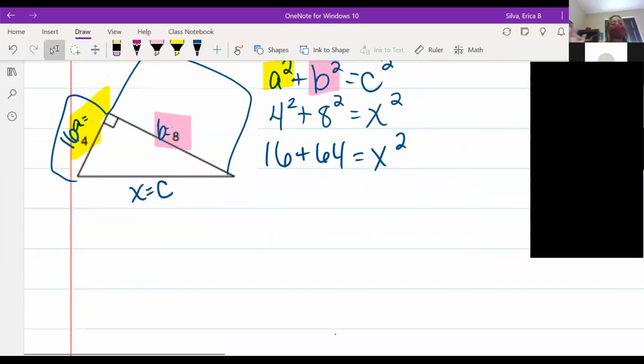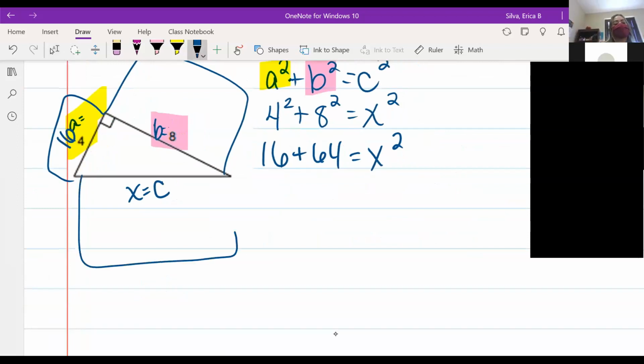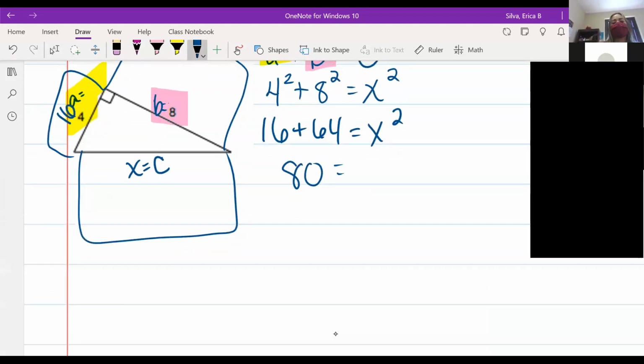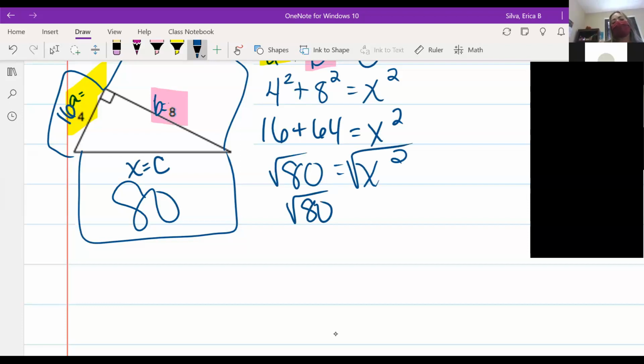And what are we going to do to those two sides to get my C squared? We're going to add them, and that gives us 80. But remember, that's the square. Do we want the square or do we want the square root? We want the square root. So we need to do the square root of 80. And we need to take off that square. So we do the opposite, which is square root.